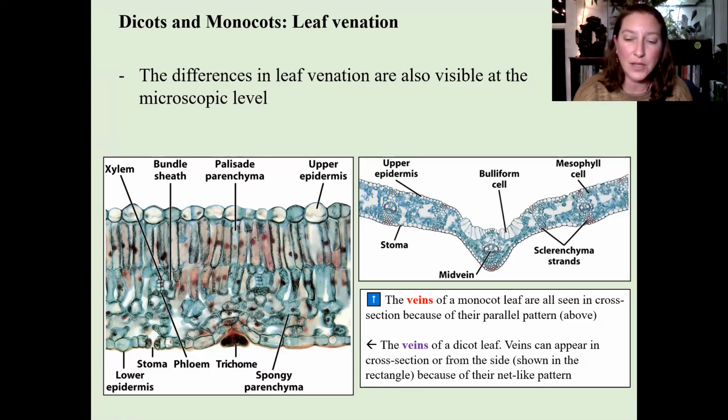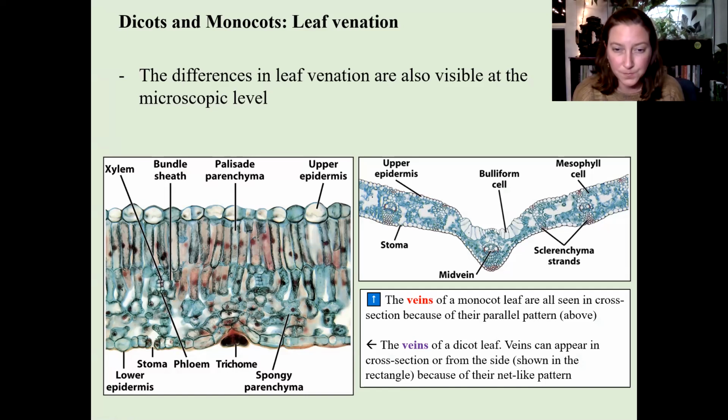One thing, so remember I told you, I'm not going to scroll all the way back, but remember when I told you that dicots have like a net-like venation and monocots have a parallel venation? Well, this venation is also visible at the microscopic level. What does that all mean? It's a lot of big words. It means if you do a cross-section through a dicot leaf and a cross-section through a monocot leaf, you can look at the veins and know whether or not you're looking at a monocot leaf or a dicot leaf.